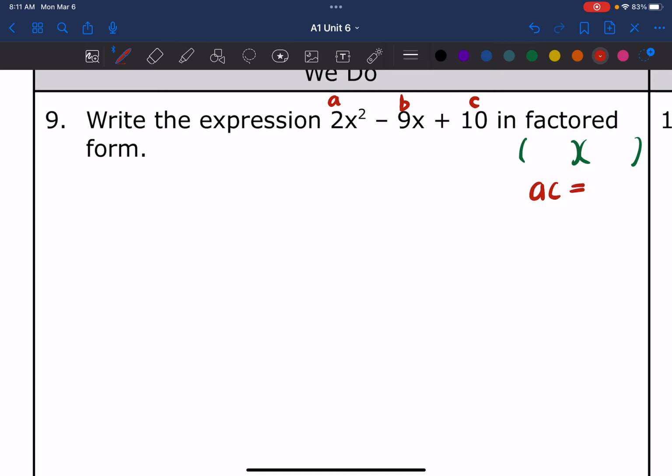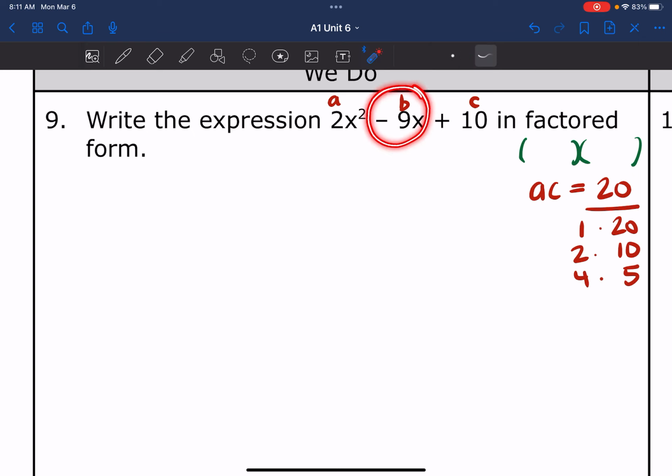So for us, 2 times 10 is 20. And now we're going to list out all the ways that you can multiply and get 20. So there's 1 times 20, 2 times 10, and 4 times 5. Okay, so here's the trick. It needs to now add, so it needs to have a sum of b. So in this case, -9.